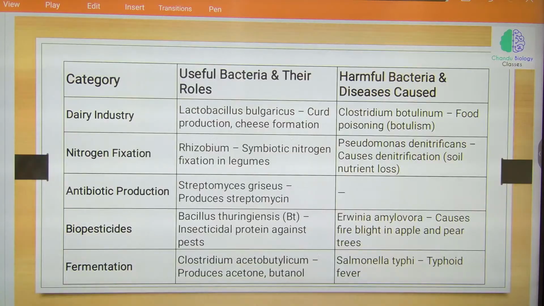Here is the list of useful and harmful bacteria. Go through that carefully. If you want, you can take a screenshot of it also.